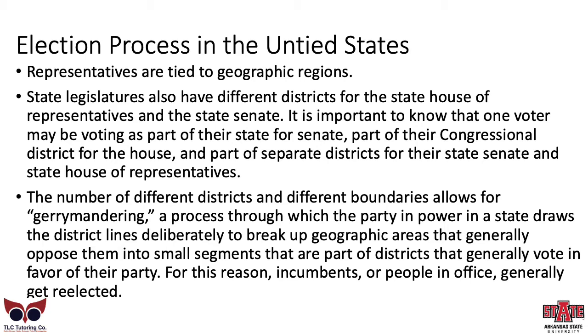The number of different districts and the different boundaries allows for gerrymandering, a process through which the party in power in a state draws the district lines deliberately to break up geographic areas that generally oppose them into small segments that are part of districts that generally vote in favor of their party. For this reason, incumbents, or people in office, generally tend to get re-elected.